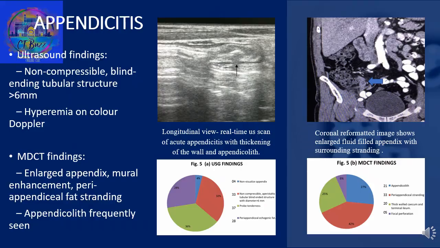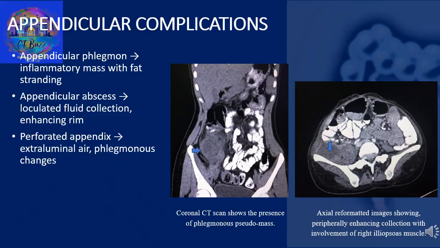In appendicitis, ultrasound findings included a non-compressible blind-ending tubular structure more than 6 mm in 33 patients, and on CT, appendicolith was visualized in 21 patients with enlarged appendix, mural enhancement, and periappendiceal fat stranding. Appendicular complications included appendicular phlegmon, appendicular abscess, and perforated appendix, which was seen in 5 cases. On these CT images, the first image is showing an inflammatory mass in the RIF in the coronal plane, and in the second image, in the axial plane, a collection is noted which is involving adjacent musculature.